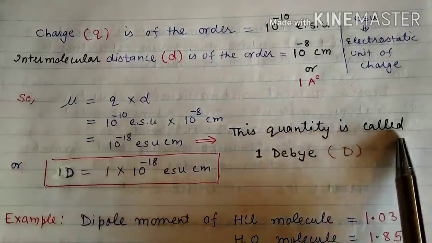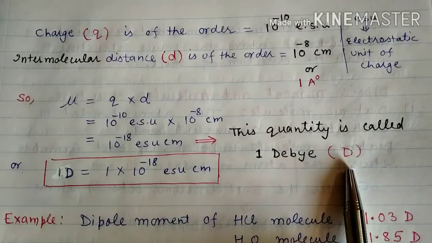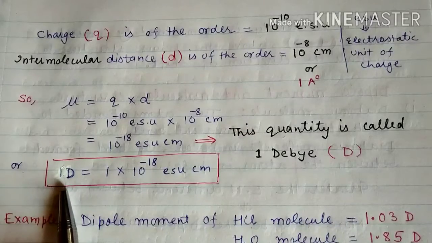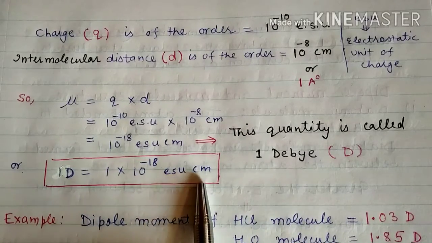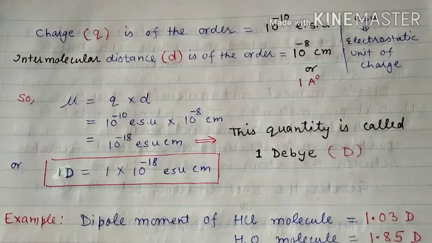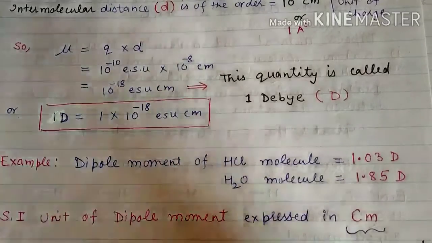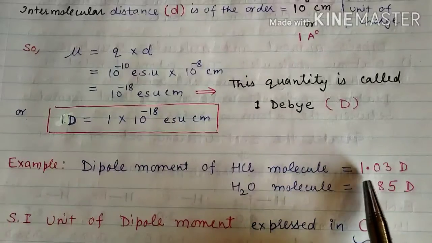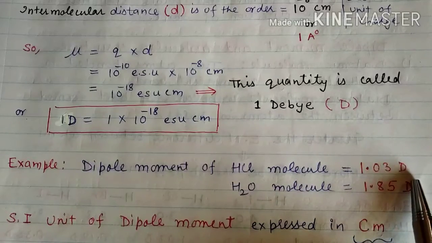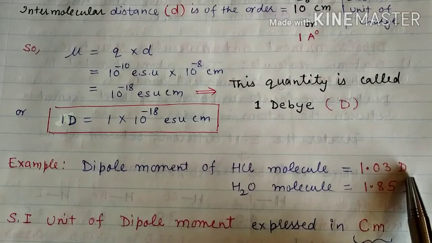This quantity is called 1 debye and represented as capital D. So one can write 1 D, that is 1 debye, is equal to 1 into 10 raised to power minus 18 ESU centimeter. If we consider the example of the HCl molecule, the value of dipole moment is found to be 1.03 D. D is the quantity which represents the dipole moment.